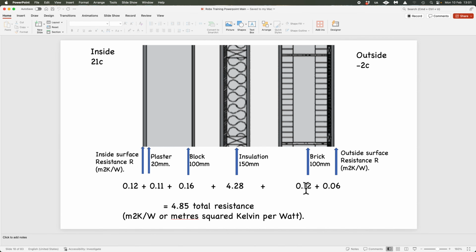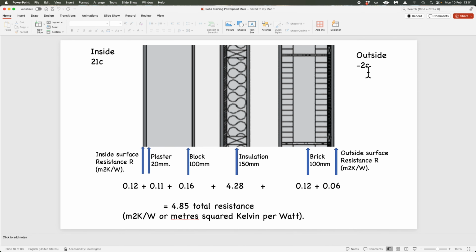Simple as that. Then we've got some insulation, which is our 150 millimetres of insulation. Then we've got our outside brickwork, and that's our R value for that. And then plus our outside surface resistance. So for this typical construction of a standard cavity wall, we've got a resistance value of 4.85 metre squared Kelvin per watt.